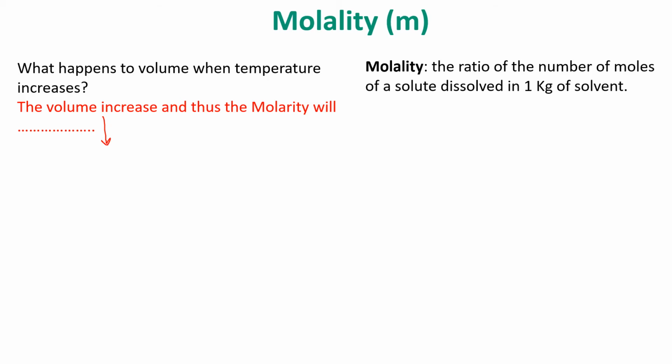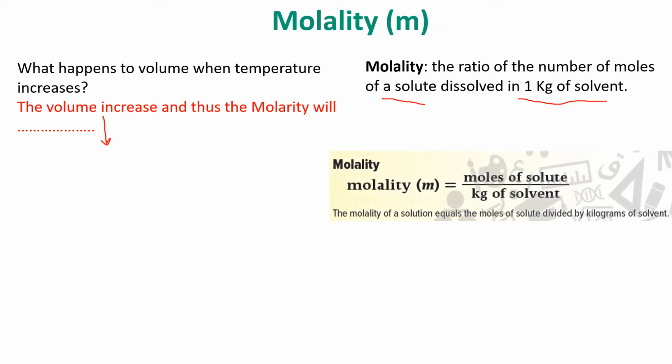It's the ratio of the number of moles of a solute dissolved in 1 kilogram of solvent, and we find it using this equation. Molality equals moles of solute over kilograms of solvent. Pay attention here, it's kilograms of solvent, not solution.